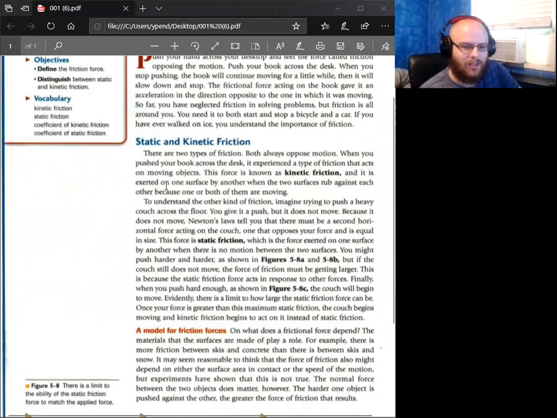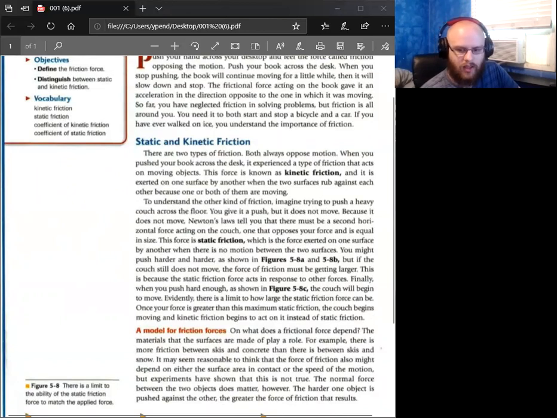And it is exerted on one surface by another when the two surfaces rub against each other, because one or both of them are moving. This makes sense because kinetic friction is with an object that experiences motion, because the word kinetic means related to or resulting from motion. It makes me think of something like a kinesthetic workout where you move around a lot.